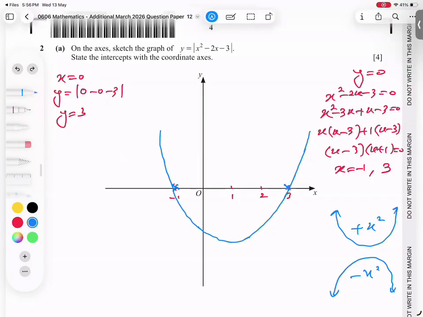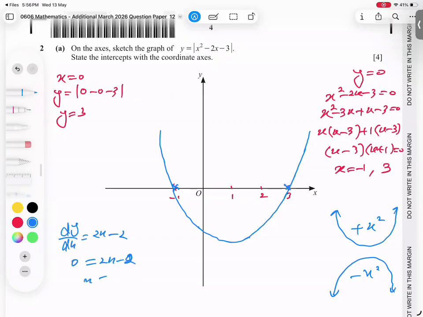So we have to find out the coordinates where it intercepts the coordinate axes. This is very clear, as I showed before. Just for the sake of clarity, I will differentiate, though it's not important to differentiate. I got 2x minus 2, put it equal to 0. So x is 1. So at 1, we have a point of maxima. These are stationary points.